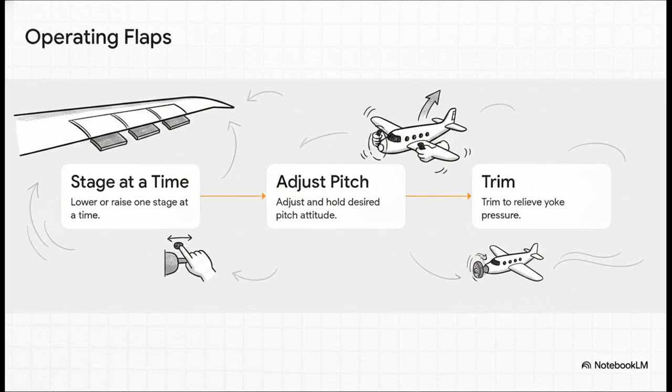Step 2, as you deploy that stage, you physically adjust the yoke to hold your desired pitch attitude, fighting that ballooning tendency we just talked about. And step 3, once your airspeed and attitude are stable, you trim the aircraft to relieve that pressure on the yoke. Doing this in stages prevents violent, sudden changes in our flight path and ensures a really smooth, professional approach.